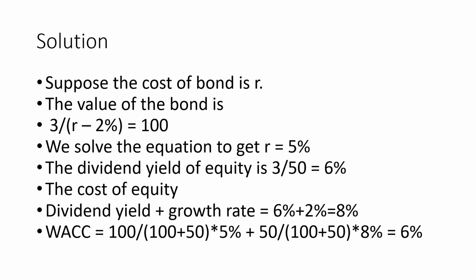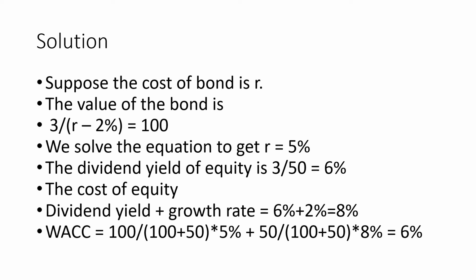Solution. Suppose the cost of bond is R, or we say the discount rate of the bond is R. The value of the bond is 3, the payment for next year, divided by R minus 2%. Here 2% is the growth rate of the coupon payment, which is equal to 100, the market price of the bond. We solve the equation to get R equal to 5%.